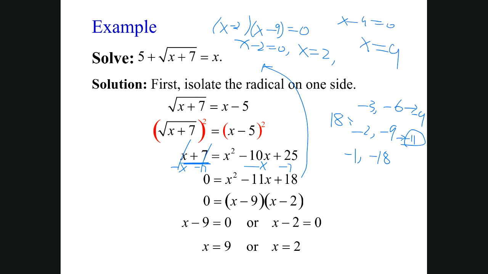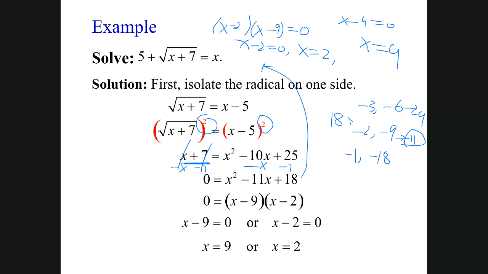Okay, but can we keep those answers? As I said earlier, when we square both sides, we are potentially adding more solutions. So I'm going to have to check these two answers to see which one I can keep and which one I cannot keep. Maybe I can keep one of them, maybe both, maybe I cannot keep any. If I cannot keep any, there will be no solution for this equation, right?